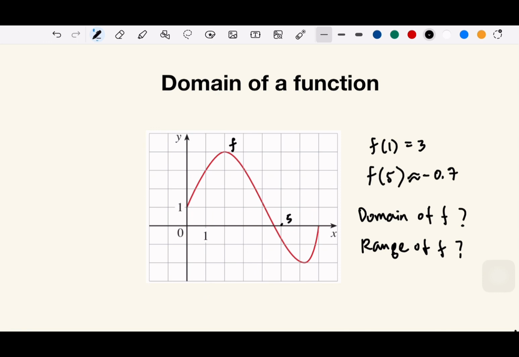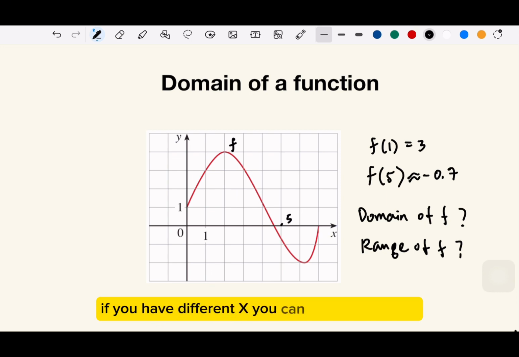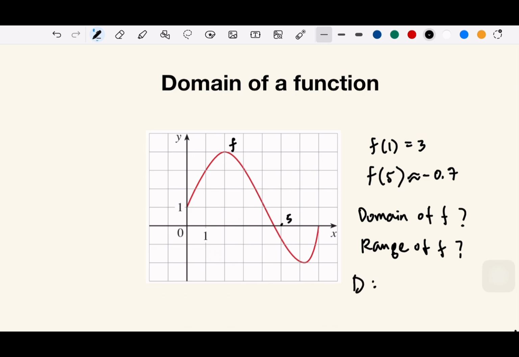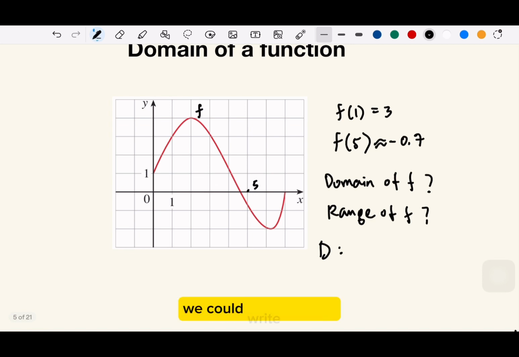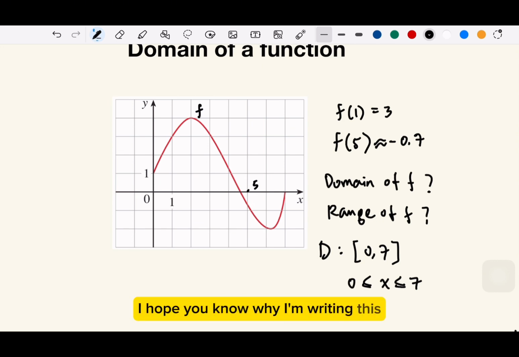So we see that this is just a normal function, and as I mentioned before, if you have different x, you can have similar f, so it's okay. So it's a function. Every step here, nothing wrong. So we could say all points from 0 to 7, that is the domain for the function. So we could say domain or D, we could write like this, or we could write like this. I hope you know why I'm writing this, because we have this one also. We can write this one.